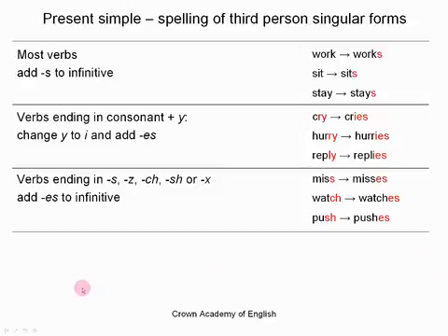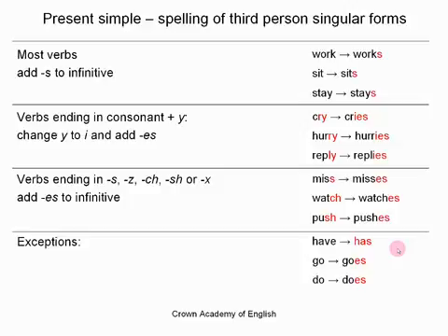The final exception is just some other exceptions which are completely different. There are three of these. For example, we have the verb to have, and in the third person it becomes has. So we would have I have, you have, and then he has, or she has, or it has. Okay, so you don't say it have, or he have. No, you say he has.